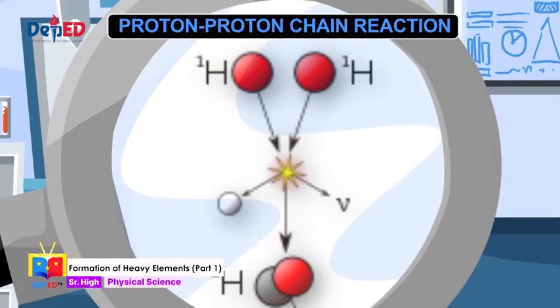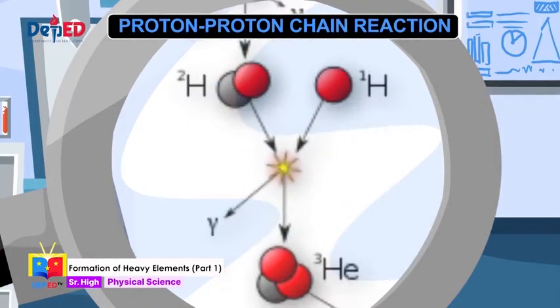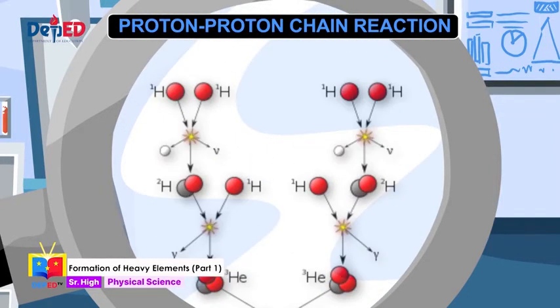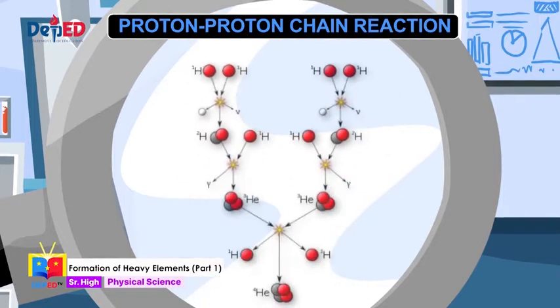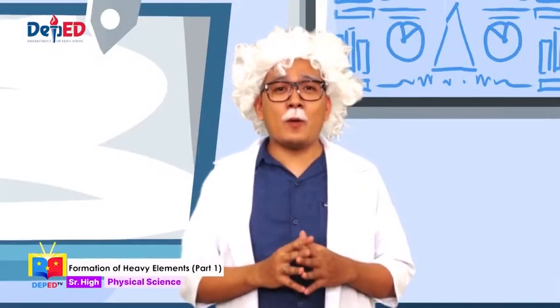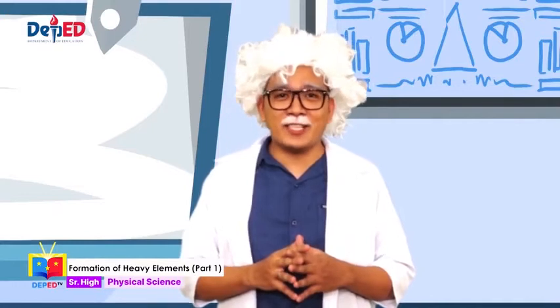Now, what we have left is a deuteron, which is an isotope of hydrogen. Later, another proton hits the deuteron and helium-3 is formed. When this helium-3 meets another helium-3, which was formed from the collision and combination of other hydrogen atoms, they collide and combine. Two protons will be released to perform another nuclear reaction. And that is how helium is formed through the process of proton-proton chain reaction.